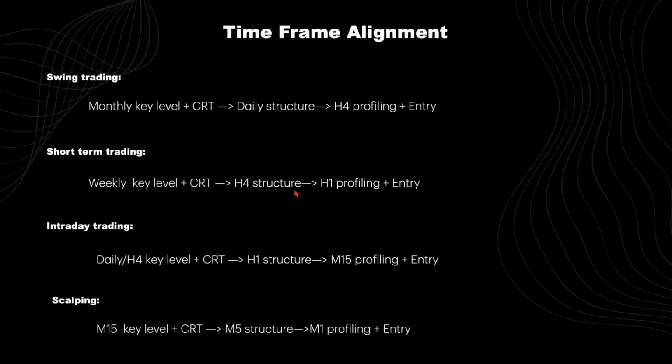Now one thing you need to remember is that we're not talking about conventional market structure here, right? Because conventional market structure shifts. Those things don't work. We're going to determine market structure in a completely different manner with a logical framework, which we'll learn in a different chapter. But for the time being, let's discuss time frame alignments for now. So the 4-hour is for structure. Then we've got the 1-hour time frame for our lower time frame entries and profiling.